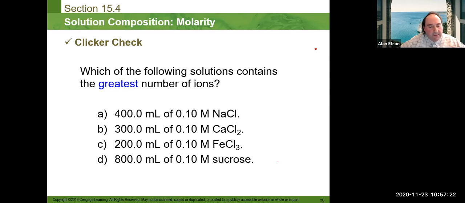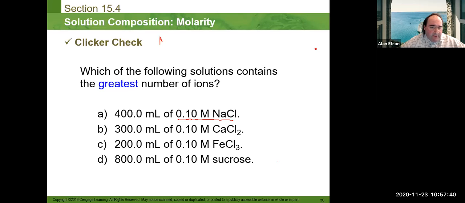Okay, so let's take a look and see how we could approach it. We'll look at it the same way since we were just talking about the concentrations of the ions. The first thing we could do is look at each of these solutions individually and figure out what the concentration of each of the ions present is.